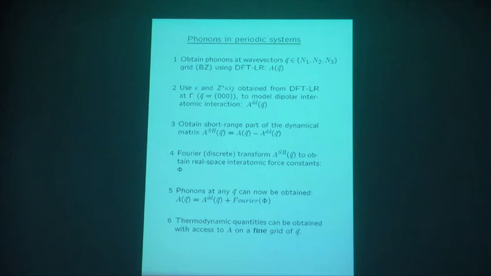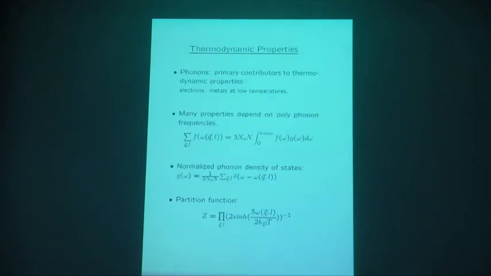So in summary, electronic calculation of metal is harder than for insulator, but phonon calculation is easier for metals than for insulators, because the reason is electrons are screening the long-range interactions. Okay, so once you do that, we are ready to do thermodynamics. Okay, that's the last part of my talk.